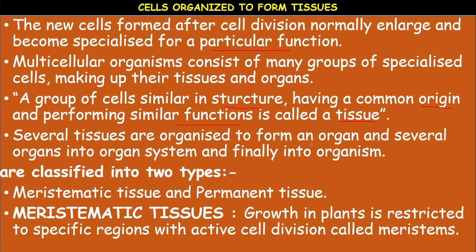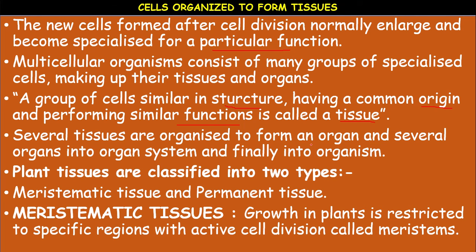Okay, here in plants, especially if you take the plant tissues, they are classified into two types. In plants also the cells are organized to form the tissues. So, the tissues present in the plants are classified into two main types. What are they? Meristematic tissue and permanent tissue. What is a meristematic tissue?